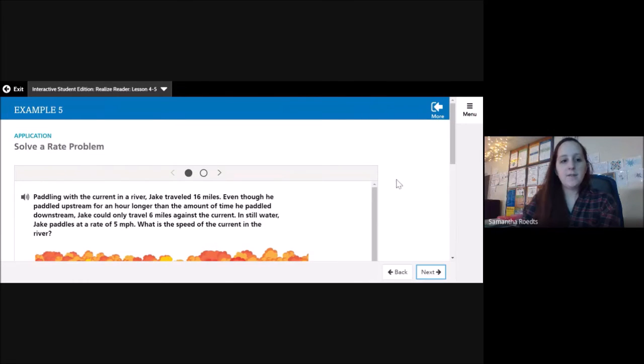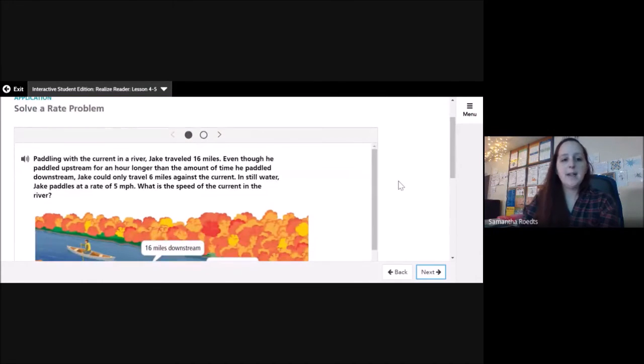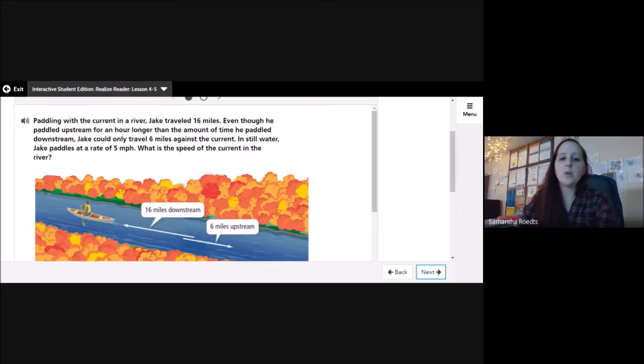All right, example 5, solve a rate problem. So paddling with the current in a river, Jake traveled 16 miles, even though he paddled upstream for an hour longer than the amount of time he paddled downstream. Jake could only travel 6 miles against the current. In still water, Jake paddles at a rate of 5 miles per hour. What is the speed of the current in the river? So we've gone 16 miles downstream and 6 miles upstream.